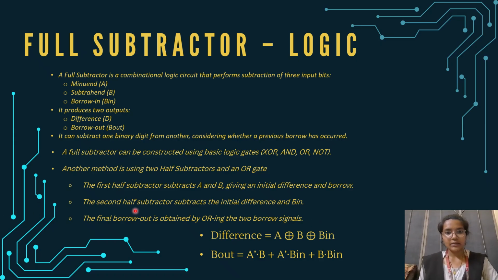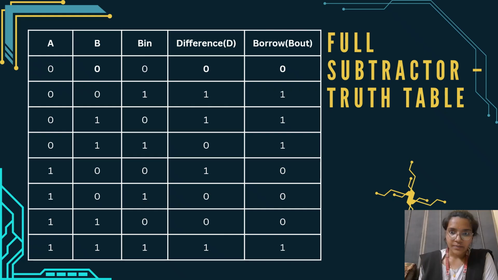It means if you are using two half subtractors, the process is as follows. For the difference, the logic is A XOR B XOR B in. B out equals A complement B plus A complement B in plus B B in. The full subtractor truth table is as follows. You can see that A, B, and B in are inputs, and difference and B out are outputs.